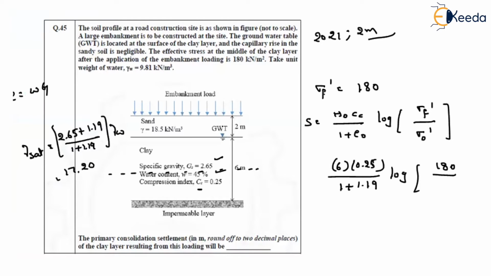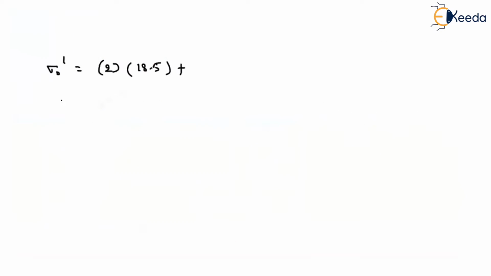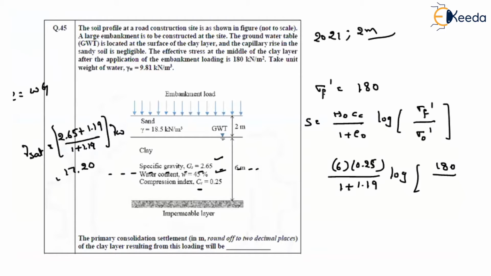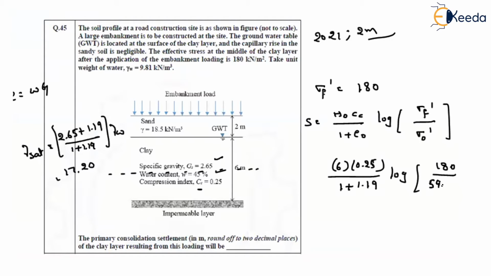What will be the initial effective stress at the center of the clay layer? What is the sand layer thickness? 2 meter. So 2 into what is the gamma value? 18.5, plus for the clay layer. We are finding at the center of the clay layer, so what is the thickness? 3. 3 into, as we are talking about the effective unit weight, gamma sat minus gamma w, 17.20 minus 9.81. If you solve this, you will get around 59.17. That's it. Now you already know.